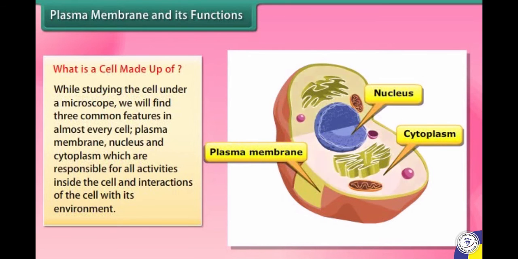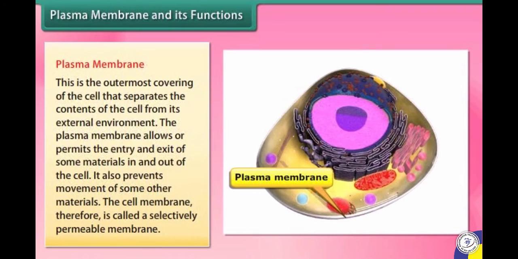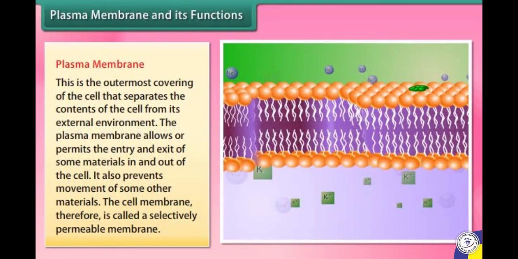its environment. Plasma membrane. This is the outermost covering of the cell that separates the contents of the cell from its external environment. The plasma membrane allows or permits the entry or exit of some materials in and out of the cell. It also prevents movement of some other materials. The cell membrane, therefore, is called a selectively permeable membrane.